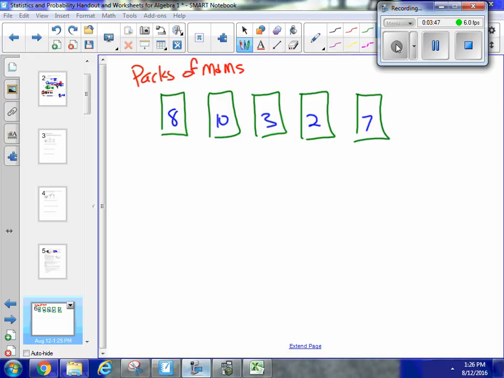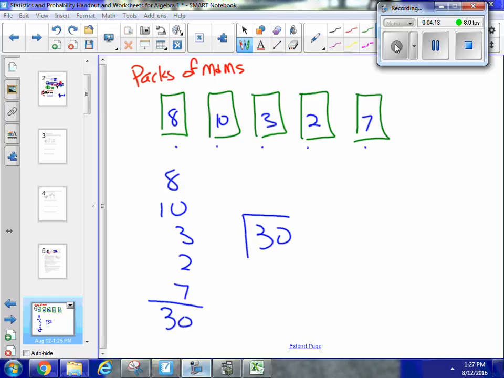Well, I have just counted the number of blue M&Ms in each pack. So if I want to find the average number of blue M&Ms in a pack, I'm going to go 8 plus 10 plus 3 plus 2 plus 7, which very conveniently comes out to be 30. And I have 1, 2, 3, 4, 5 different packs of M&Ms. So I'm going to take 30, divide it by 5, and I'm going to get an average, a mean, of 6.